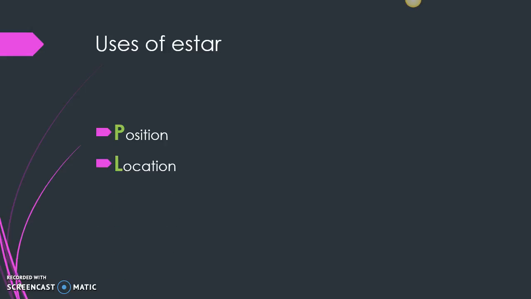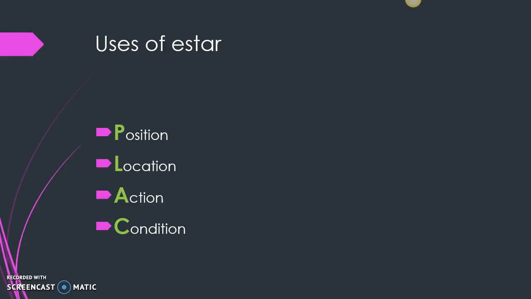The L stands for location. We also use estar to describe a permanent location. The A stands for action and represents the present progressive tense, which you will study in Spanish too.